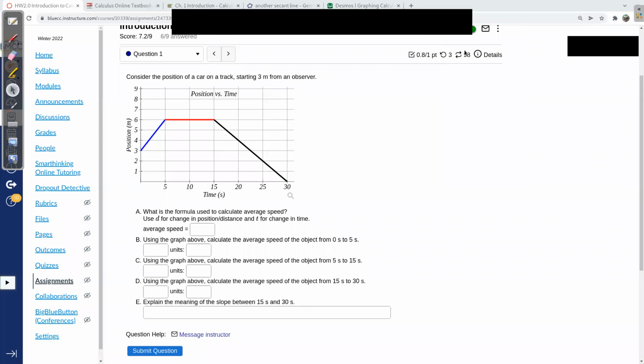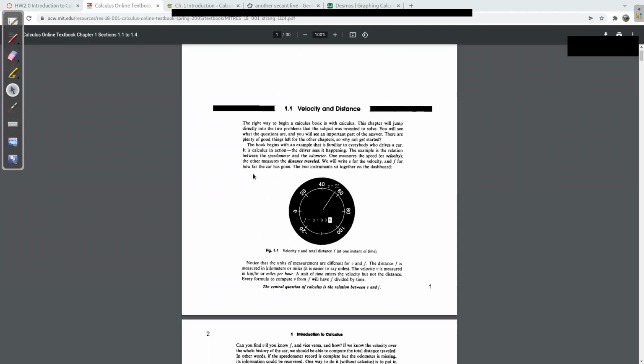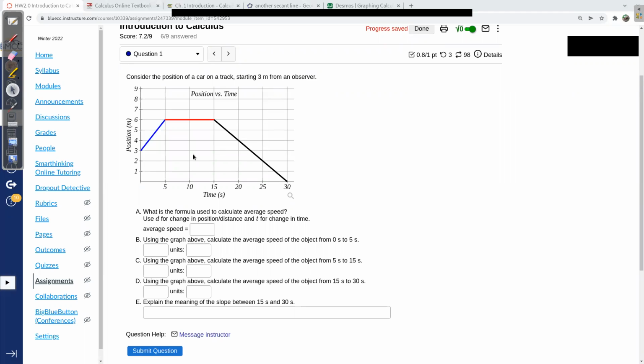Recording started. So in this situation here, this is homework 2.0. This is based on that old version of the book, section 1.1. I'm calling it section 2.0 here. On this graph here, this is a graph of position versus time.